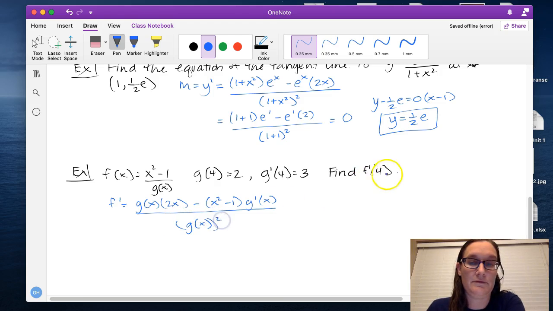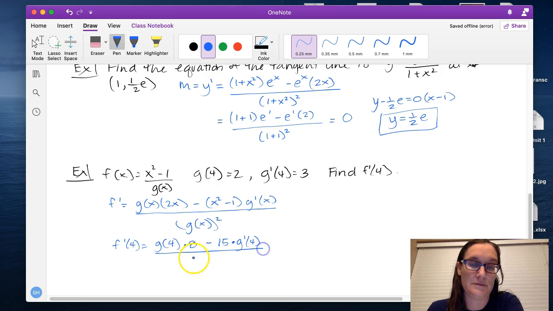All right, and we want to find, oh, I forgot to say, find f prime of 4. Well, we can't just find f prime of 4. We have to find f prime first. So then we plug 4 in. So this is g of 4 times 8 minus, let's see, 4 squared is 16 minus 1 is 15 times g prime of 4. Oh, we could just plug that in. I could have skipped some steps. All over g of 4 squared.